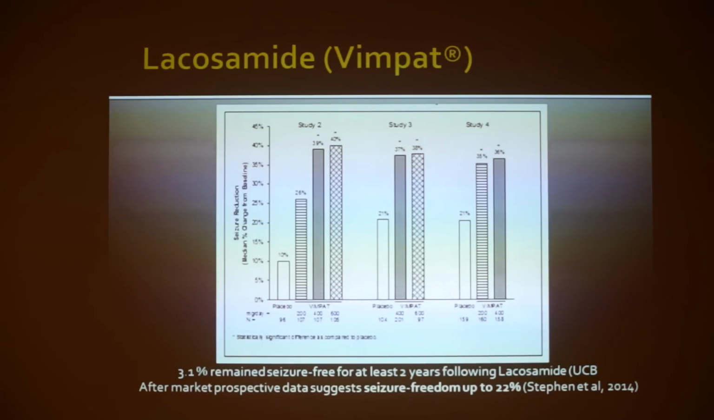This is for Lacosamide or Vimpat, and what you see is basically 3 large clinical trials, approximately with target doses of about 400, and that has now become the general target dose for most patients, 400 milligrams of Lacosamide per day. We're seeing a seizure reduction of approximately about 40%. Aftermarket prospective data suggests that there may be a greater percentage of patients that become seizure-free over time. This is often with combination with other anticonvulsant medications, approximately 22%.